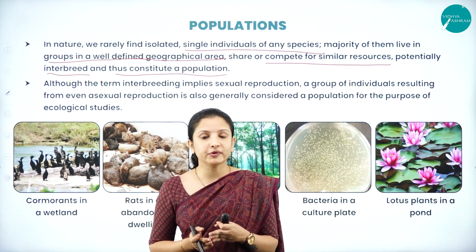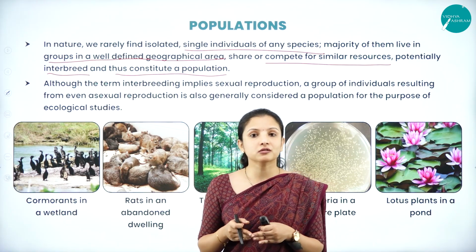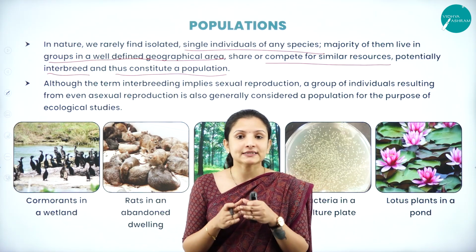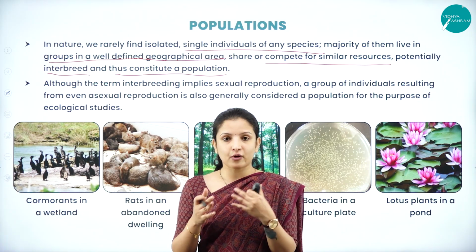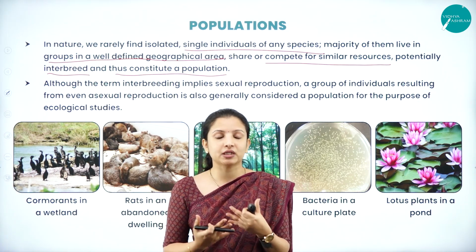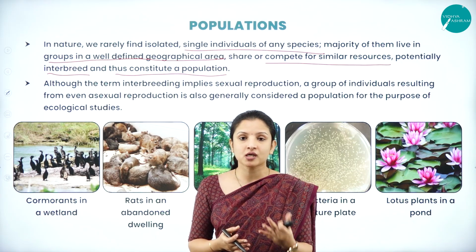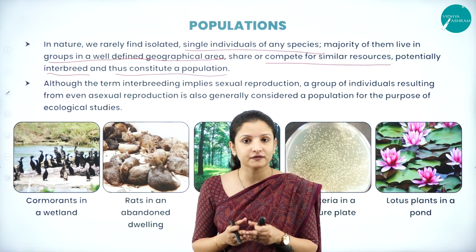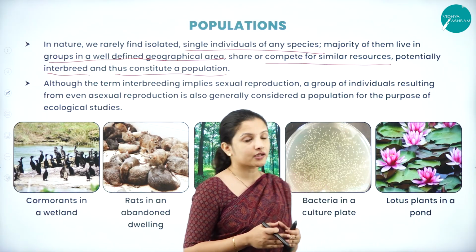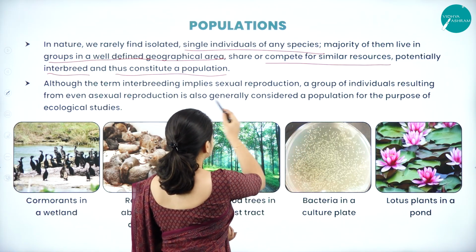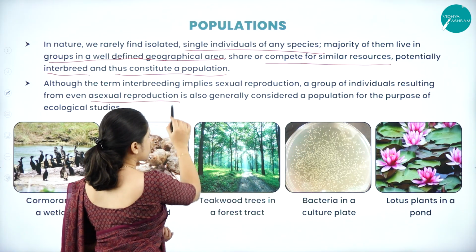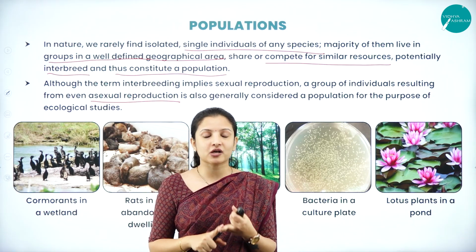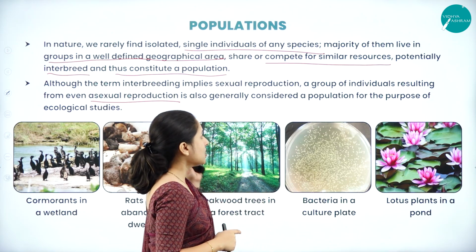So when talking about population, we had come across the word interbreeding. Interbreeding always means it is a form of sexual reproduction. That is, if in a population two individuals have to breed with each other, it is a form of sexual reproduction. But can a population increase only because of interbreeding, which is a form of sexual reproduction? No. Population can also increase because of asexual reproduction, and therefore both sexual reproduction as well as asexual reproduction contribute to the increase in a population.